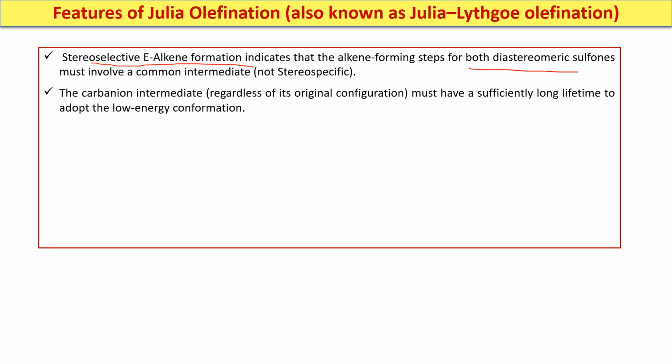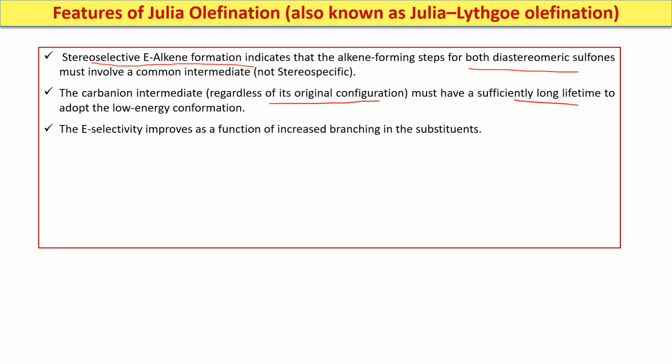Okay. So this is a common intermediate, and this carbanion intermediate, regardless of its original configuration, must have a sufficiently long lifetime. Otherwise, how will it adopt the low energy conformation? If it is not adopting the low energy conformation, there is a chance of getting a mixture of alkenes, but that we are not getting. So it proves there is a sufficiently long lifetime involved here. The E selectivity improves as a function of increased branching in the substituent. That will vary depending on what type of substrate you have taken.